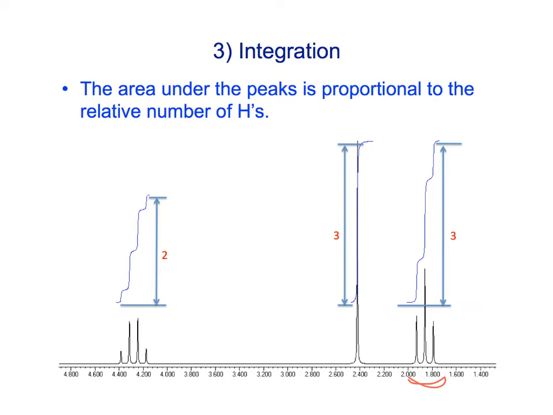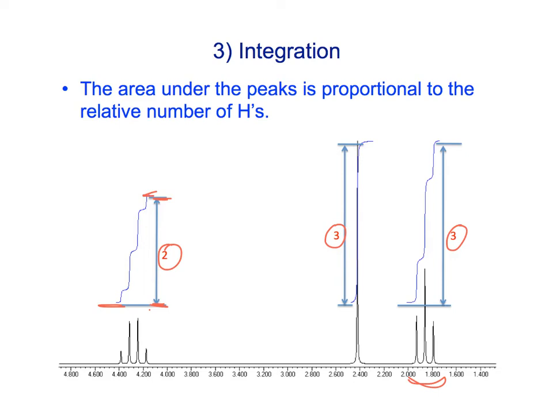Well, let's do the integration first, so I can finish this. So the integration are these curved lines that are going up above the signals, and if we measure from the top to the bottom of this, we could just put our ruler down there and measure it. And if we do that for each of these signals, we get a relative number of protons that are under these signals. So these lines are called the integration. So what we're doing is actually measuring the area under the peaks.